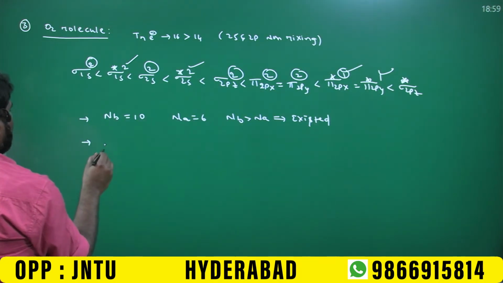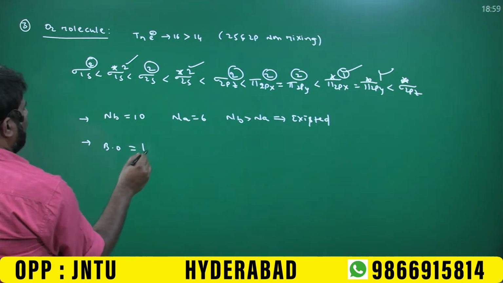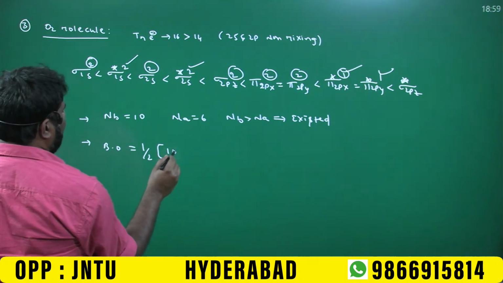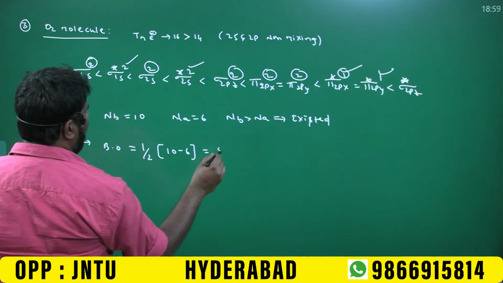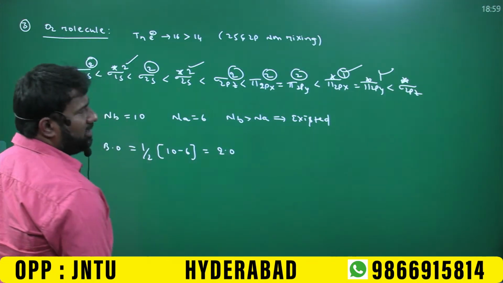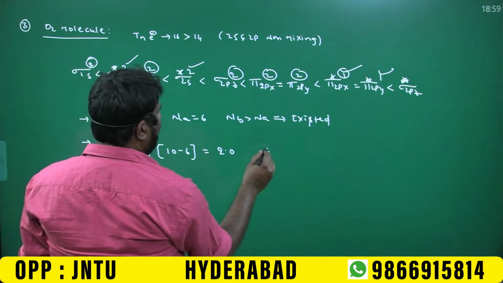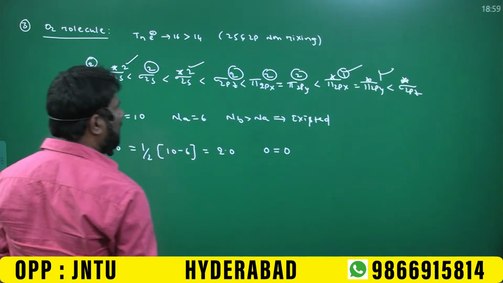Coming to the bond order. What is the formula of bond order? Half into the number of bonding electrons minus the number of anti-bonding electrons. You can find 2.0. That means you can find O double bond O.